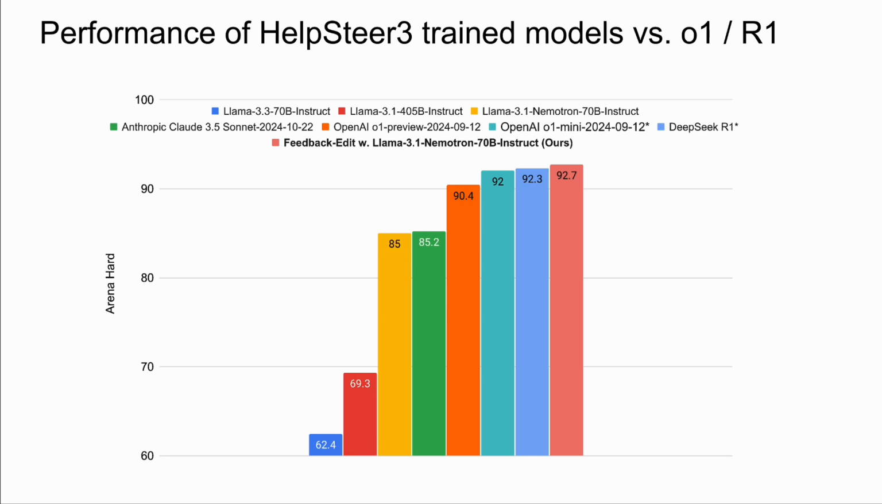And when we trained HelpSteer3, I think this was our best model at the time. R1 and O1 mini really set the bar on this benchmark, which is Arena Hard. And with this feedback and edit system, we actually got it to be slightly higher than the two other models.